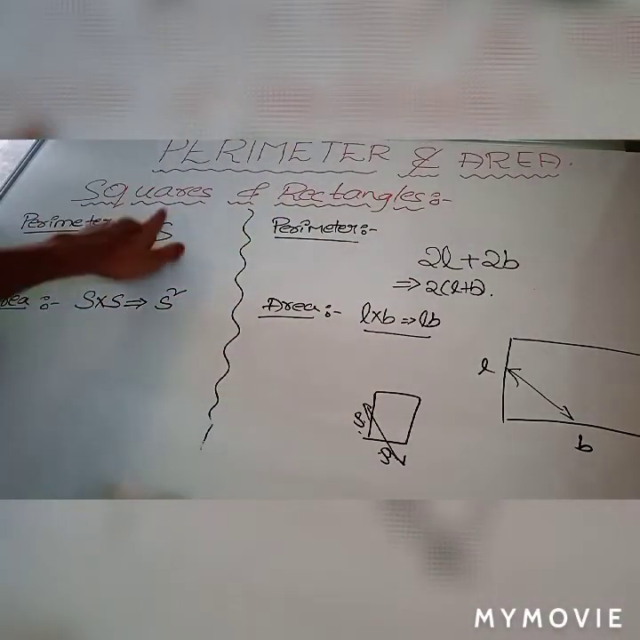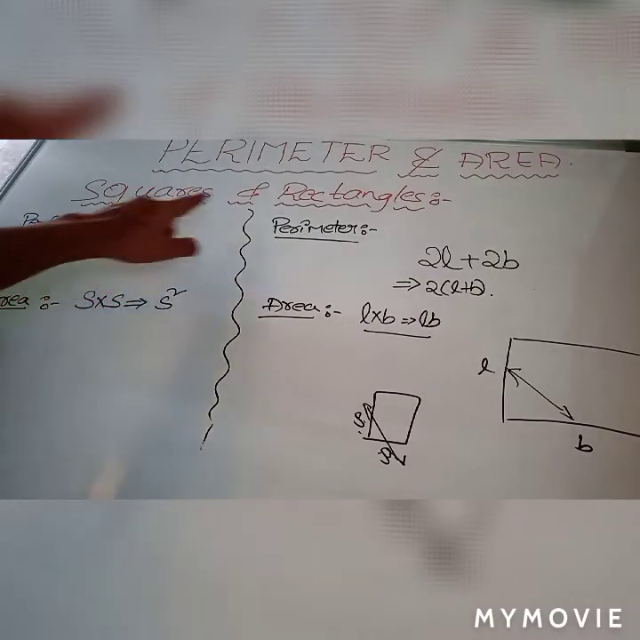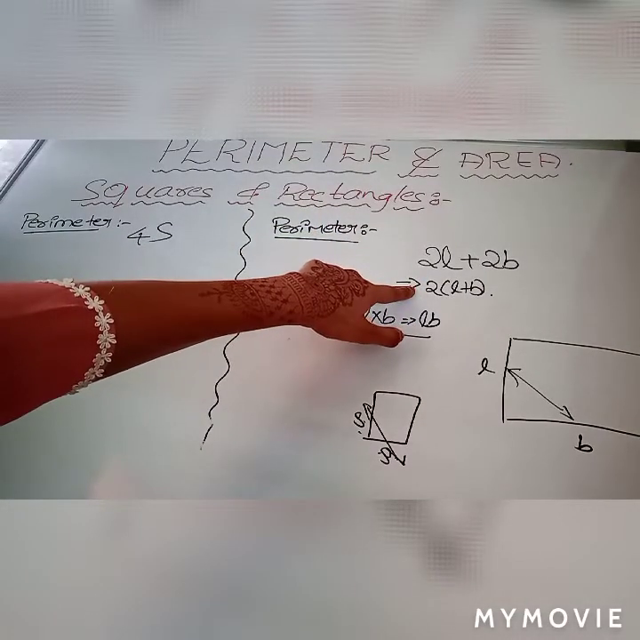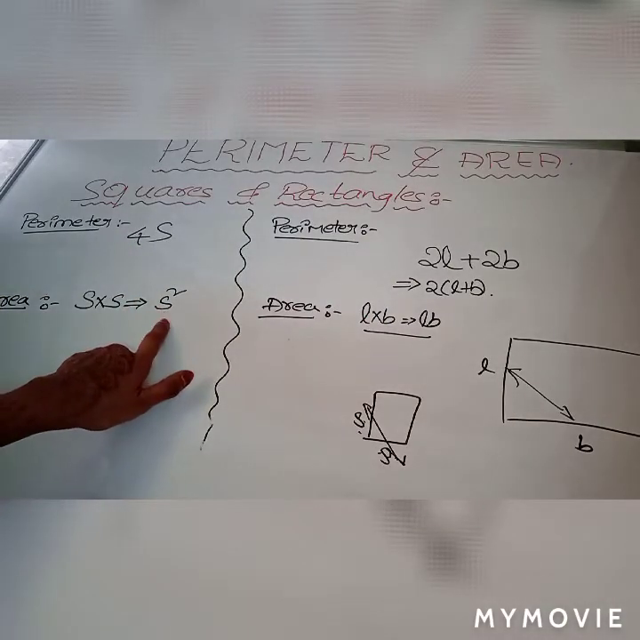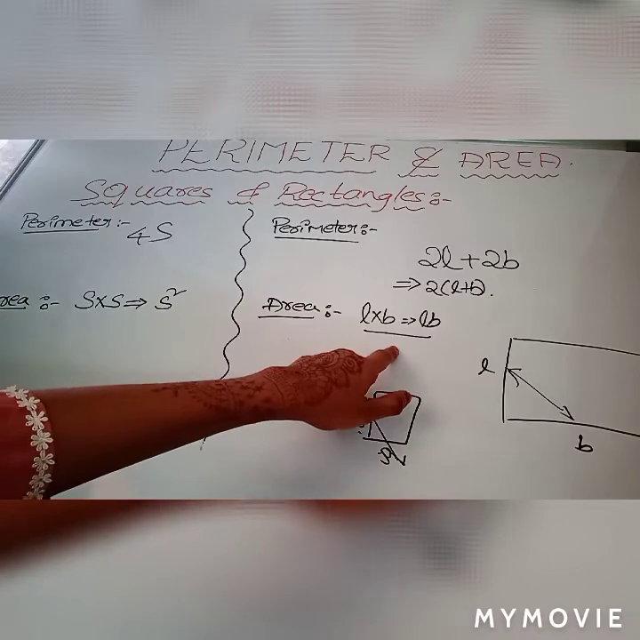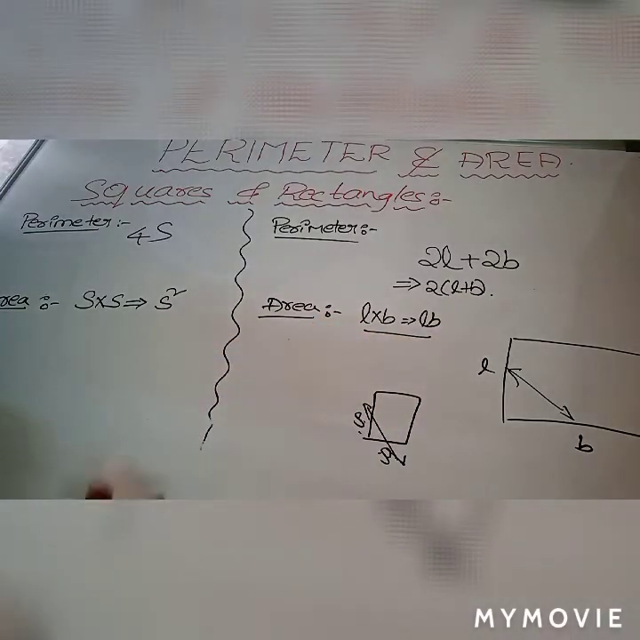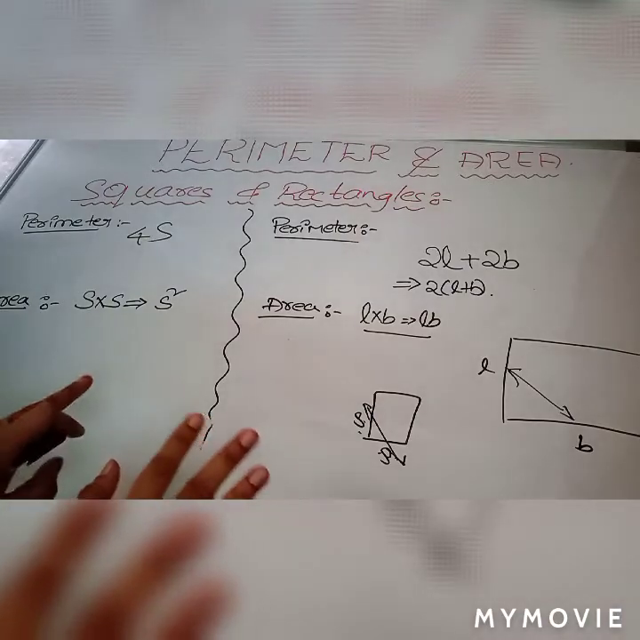The perimeter of square is 4S. Perimeter of rectangle is 2 into (L plus B). Area of square is S square, and area of rectangle is L into B, length into breadth. Okay, now let's start a few small problems on these formulas.